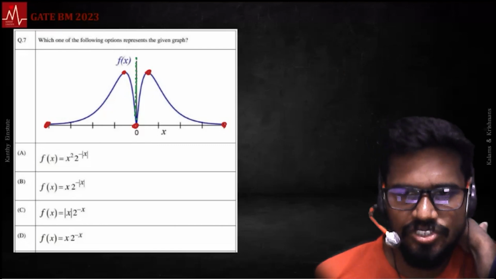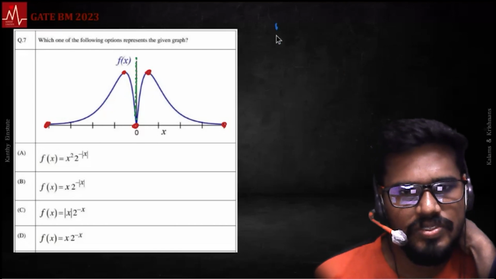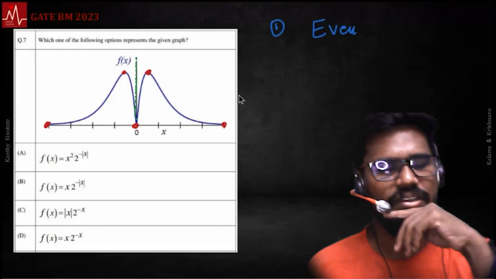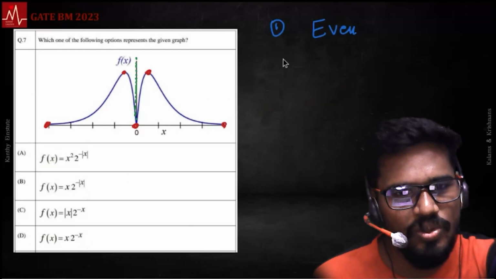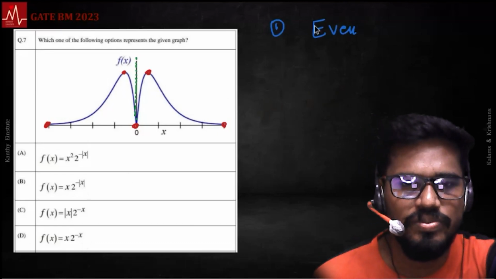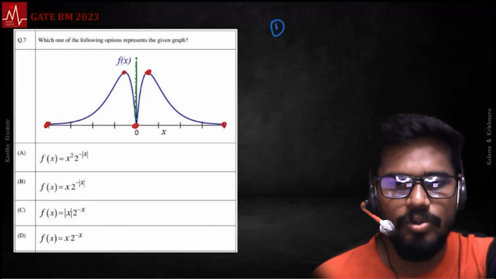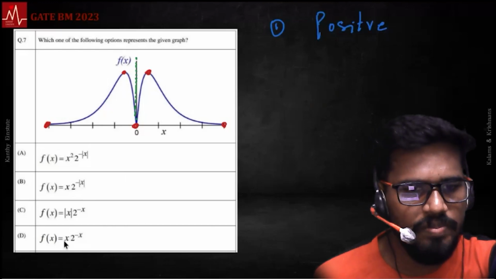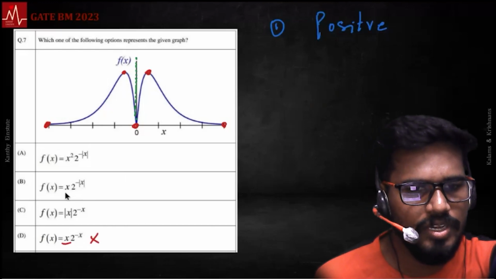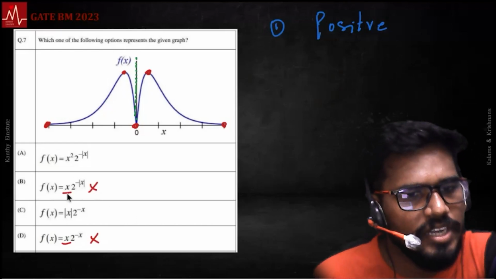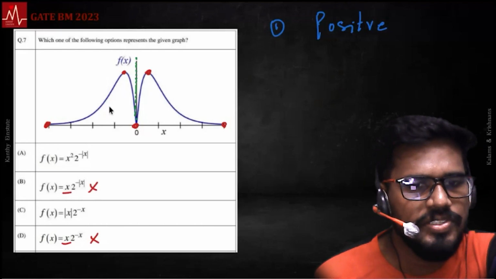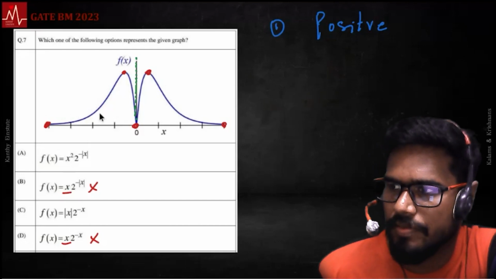This is symmetric. This is even. When this is even, that kind of rules out many options. So this is positive, this is positive, this can be negative, ruled out. This can be negative, ruled out. Rule out two options, because f of x is nowhere negative, right?